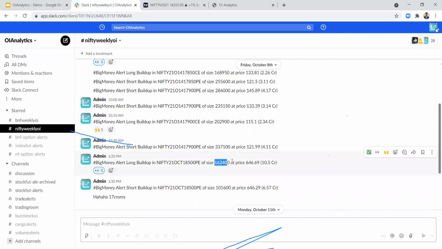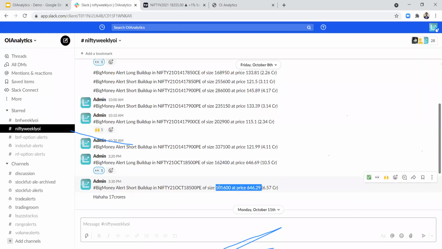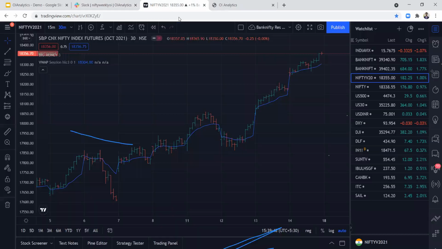So this is about 260,000 quantity within a span of roughly 20 minutes. At this point, Nifty was trading around 17,900 at the market close of Friday, 8th October, which is 600 points in the money at that point of time. This position has influenced the market in such a way that right now we are almost at 18,350. So we have made a rally of about 450 points in a span of about 4 days.